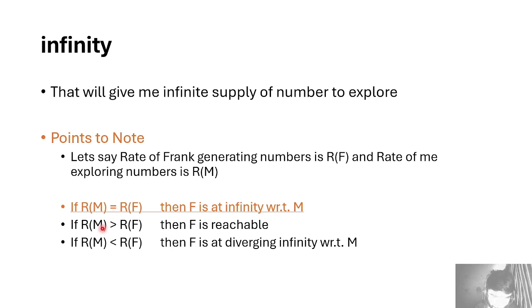Now if the rate of me exploring would be greater than Frank's rate, then F is definitely reachable. Other than that, F is at diverging infinity, if Frank's rate of generating is greater than my rate of exploring, right? So with respect to me, he will diverge.